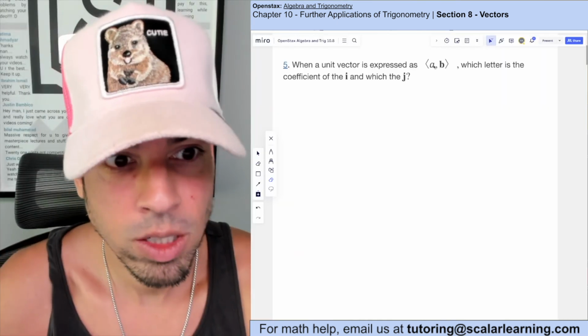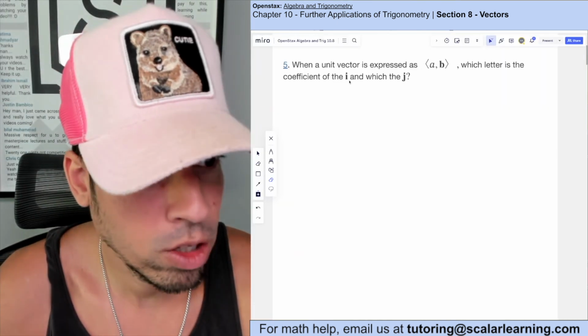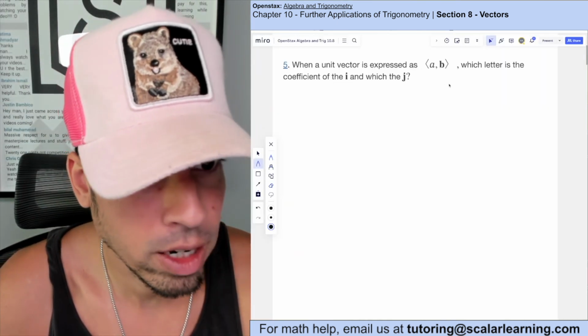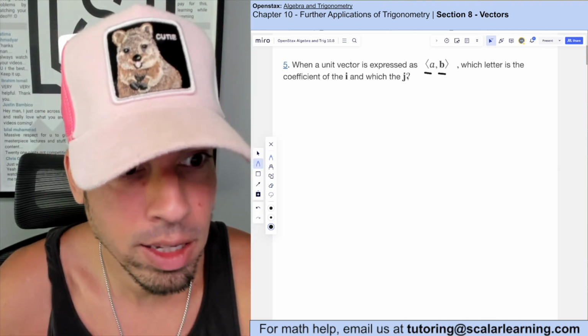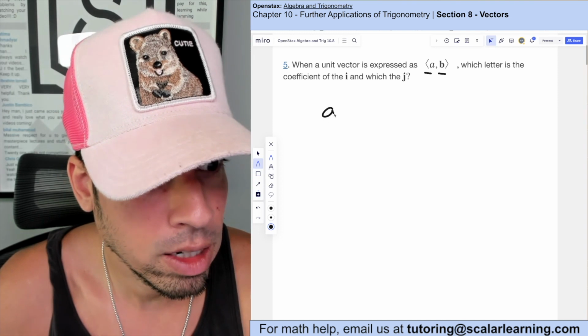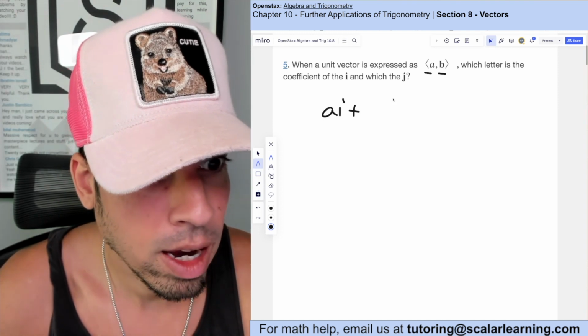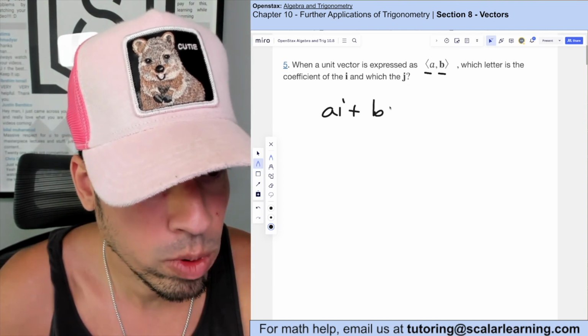Done. When a unit vector is expressed as ⟨a, b⟩, which letter is the coefficient of i and j? So it's usually in this order. Think about the alphabetical order, H, I, J. So a is going to go with the i, and the b is going to go with the j, like so.